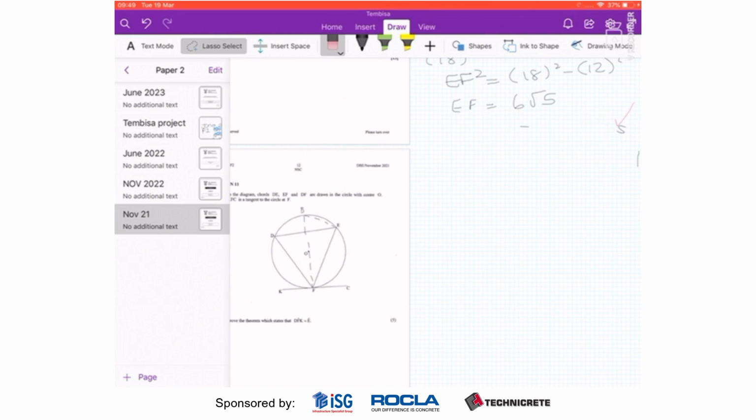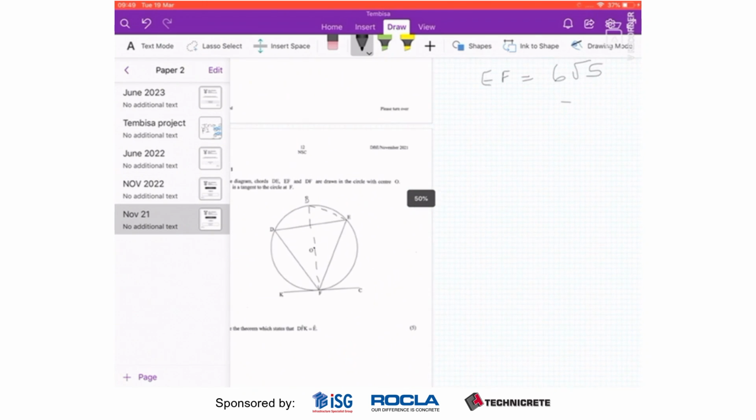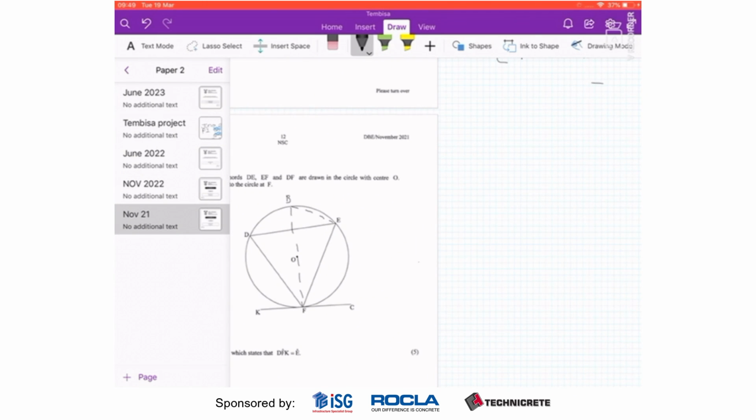So make sure you also write your construction. You're going to say, in construction, you draw diameter BF and BE. It's important that you say it's a diameter so they know that it's going through the centre. Okay, now we can start.